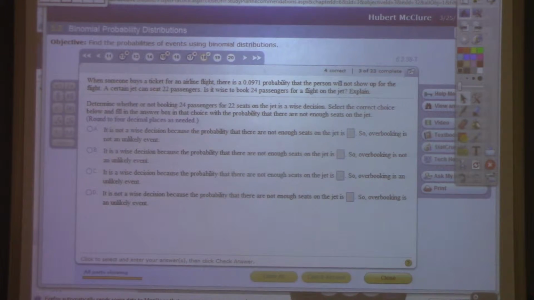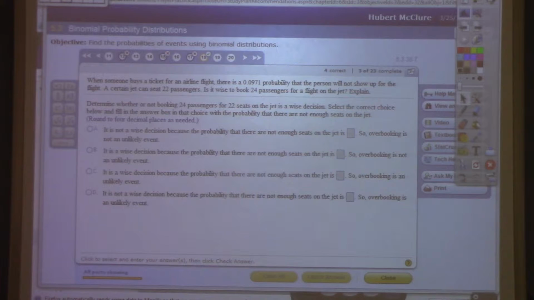Calculator. All right. This one says, when someone buys a ticket for an airline flight, there is a 0.0971 probability, there's a 10% chance that the person will not show up for the flight. Can you imagine not showing up? How much is a plane ticket? At least 100. Exactly. All right? Not show up. I believe I would show up half sick if I spent $125 on a plane ticket. But anyway, a certain jet can seat 22 passengers.